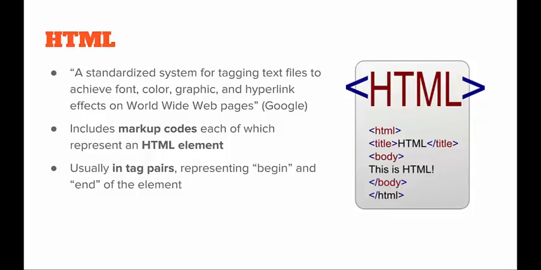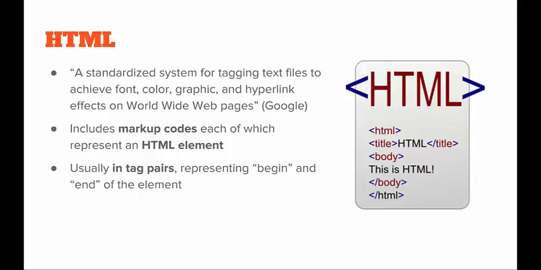On the right, you see a graphic with a simple HTML page. Notice that you have less than and greater than symbols surrounding a tag, such as HTML, title, and body. Each of these tags are considered an element in HTML. When you see, for example, the element title, and then the word HTML, and then another tag with the word title in it, you notice that you have a forward slash before the word title. This indicates the end of the element.